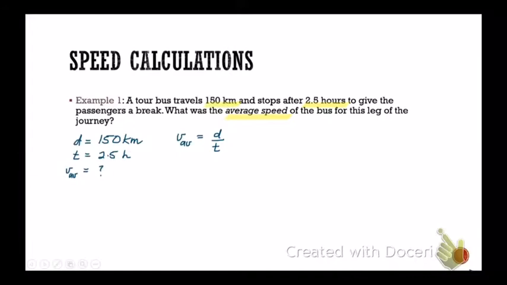Once you've written the formula, you can then substitute the values, calculate, and don't forget to write the units, in this case kilometers per hour, and underline your answer for clarity.